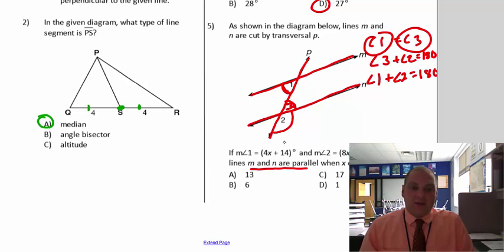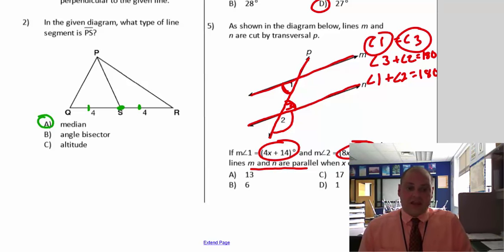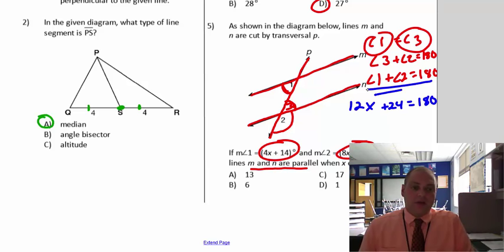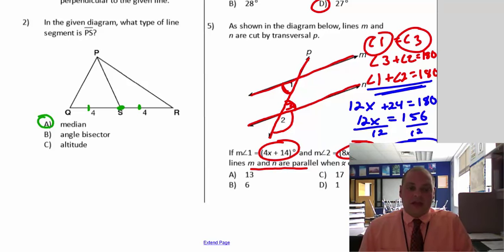All right, so I'm going to take my angle 1 and my angle 2. I'm going to add those together, 4x and 8x. 4x plus 8x is 12x. 14 and 10 is 24, and that equals 180. Again, you add them together right here, and it equals 180. Subtract 24, 12x equals 180 minus 24, 156, and then divide by 12, and x equals 13. Okay, so x equals 13. That would be choice A.